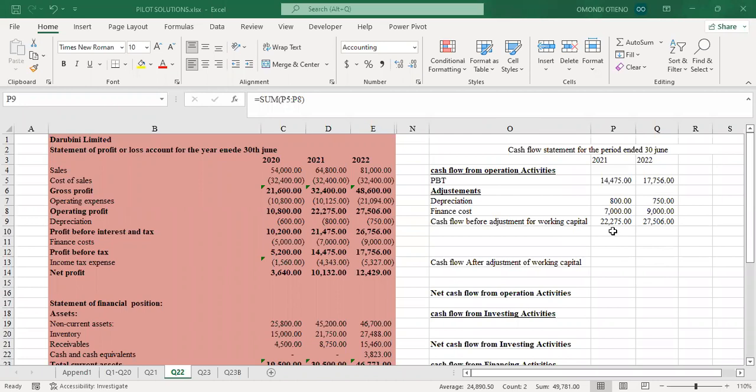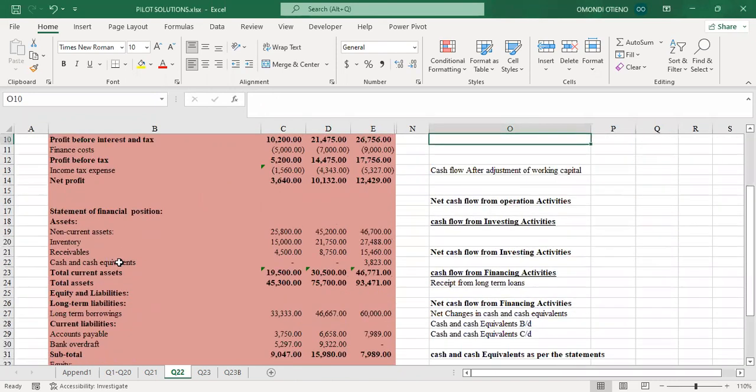Okay, so having gotten the cash flow before adjustments for working capital, we now come to the section for bringing in the working capitals. And remember, working capital is basically current assets. So we now go to our statement of financial position and look for the current assets. Under current assets, these are the items which we have. And remember, we are going to pick inventory and receivables. That's what we are supposed to bring here.